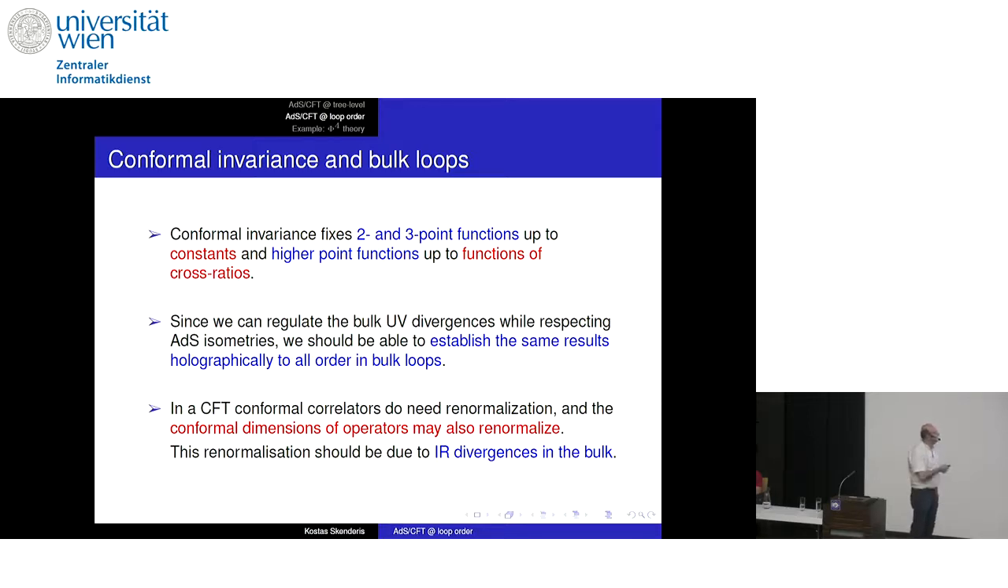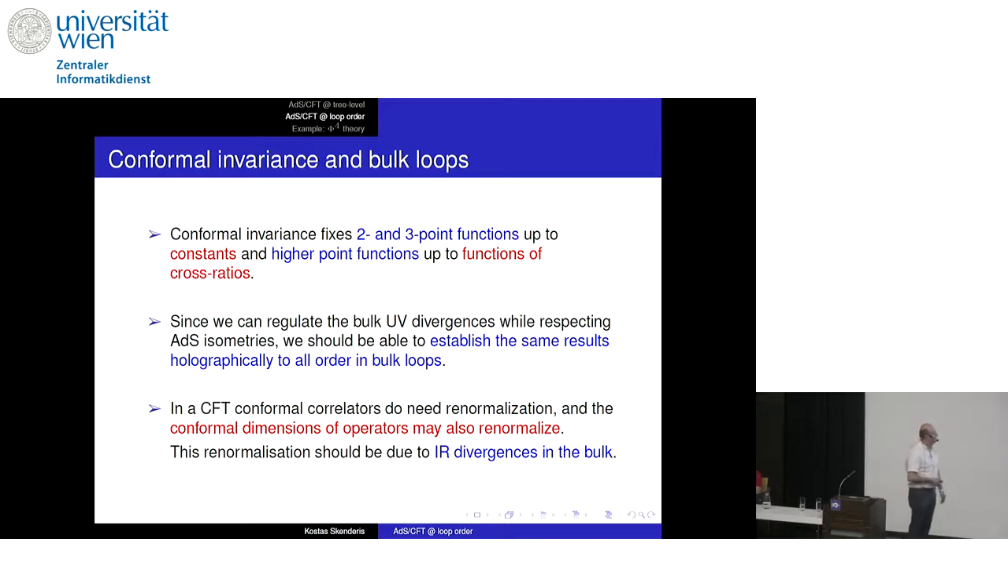So since we're able to regulate the bulk UV divergences in a way that preserves the AdS isometries, this means that we should be able to establish exactly the same results without having to do any computation. And indeed, we're going to see this is the case. One can establish these results just using the general structure I developed.